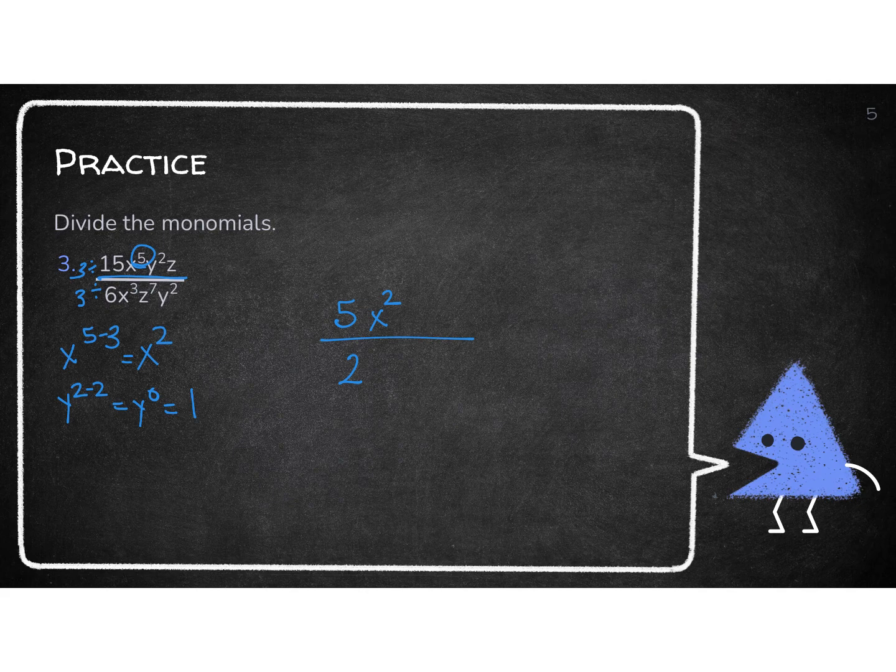Now dealing with my z's. I have a z to the 1 on top and a z to the 7 on the bottom. So I'm going to do 7 minus 1, which is going to give me z to the 6. And the bigger number started on the bottom, so that's going to be on the bottom.